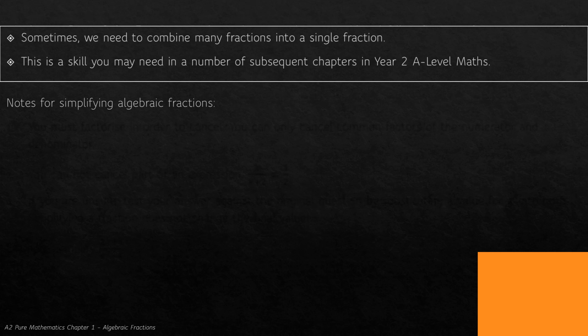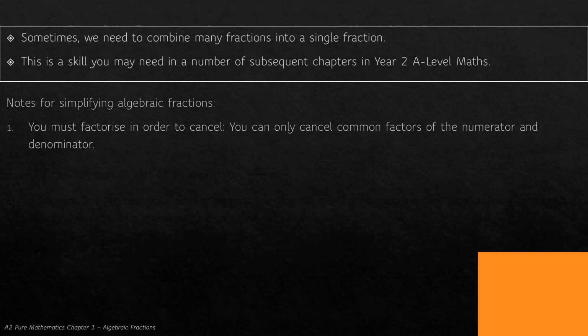So just a few things to try and remind you about algebraic fractions and simplifying them down. You should have seen all of this before at GCSE, but just as a recap. You must factorise before you cancel. You can only cancel common factors from the numerator and the denominator. So always factorise the numerator, factorise the denominator, and any of the brackets that are common to both of them, then you can cancel them.